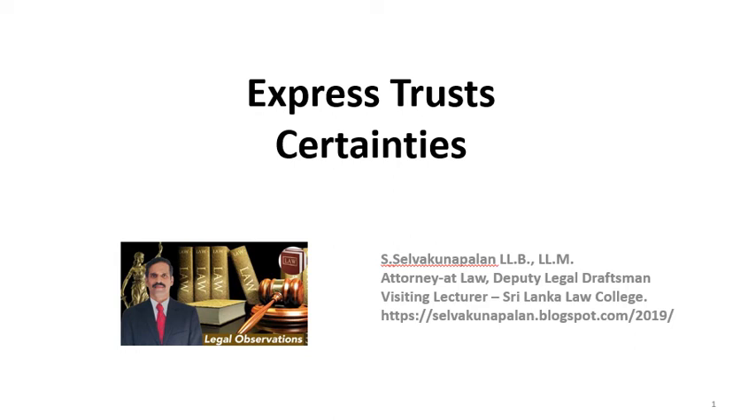Today in this lecture we will see the certainties of certain matters in relation to the trust. When creating an express trust, it is important that the settlor acts with sufficient certainties. The settlor must demonstrate a clear intention to create a trust as opposed to creating something else. The trust property must be sufficiently segregated from other properties so that the trust fund is certain.